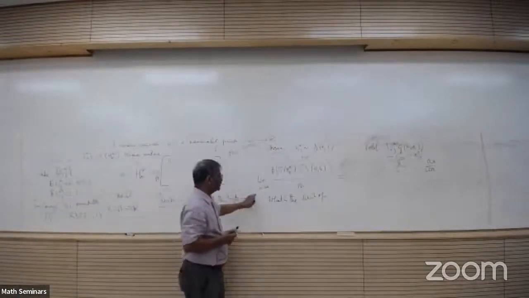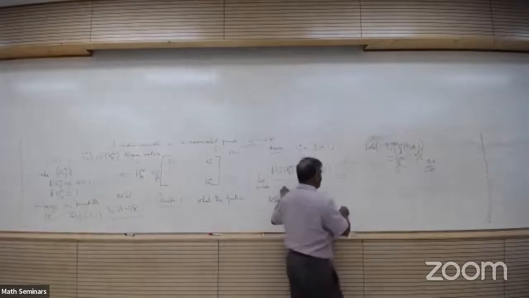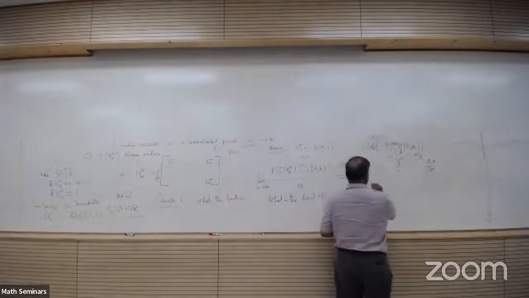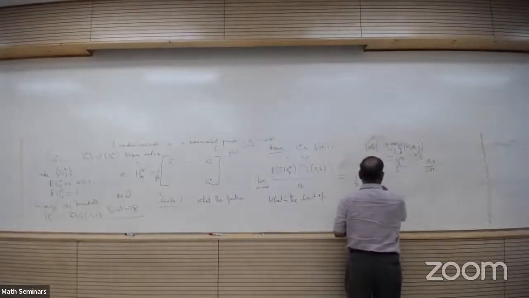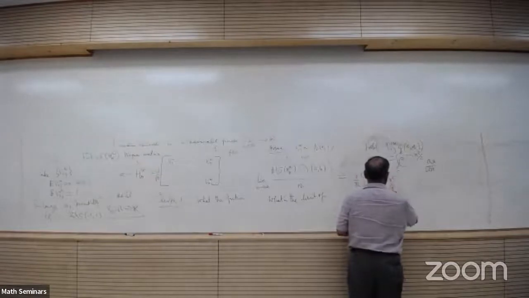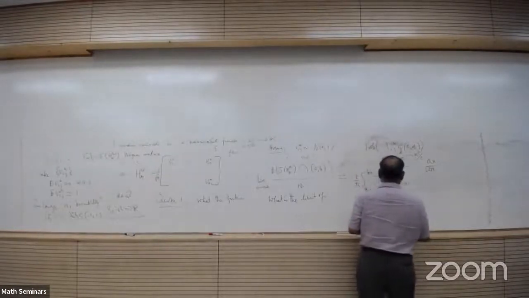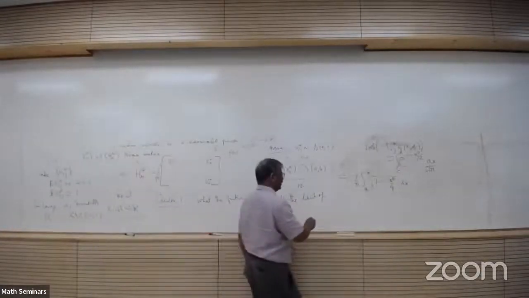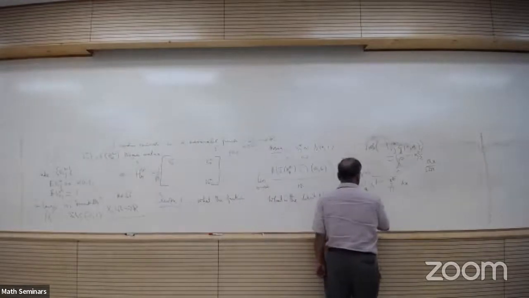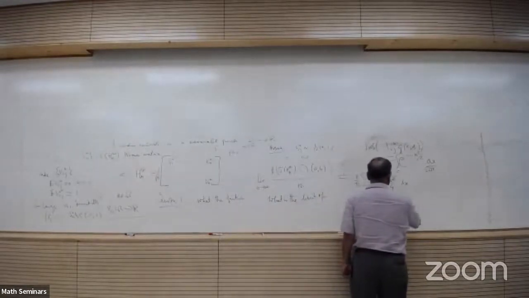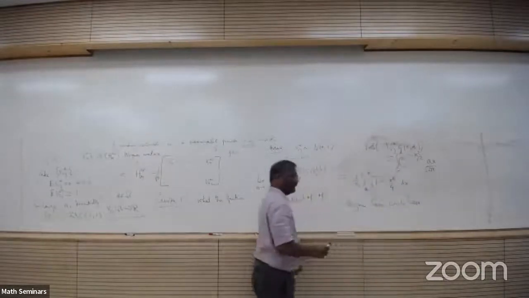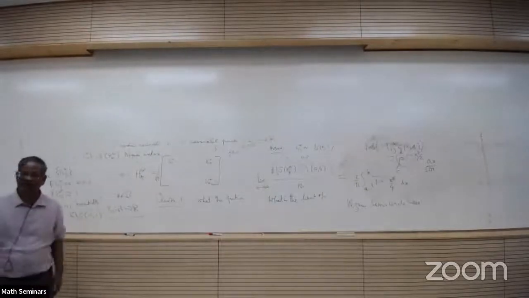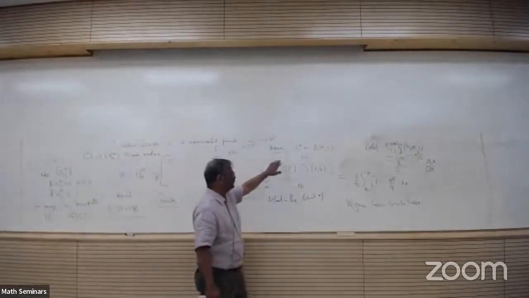Then the answer is that this limit is given by the integral from a to b of 2 by pi times the square root of 1 minus x squared by 4, dx. And this is the famous Wigner semicircle law. This is what was proved by Wigner long ago for Gaussian random variables.